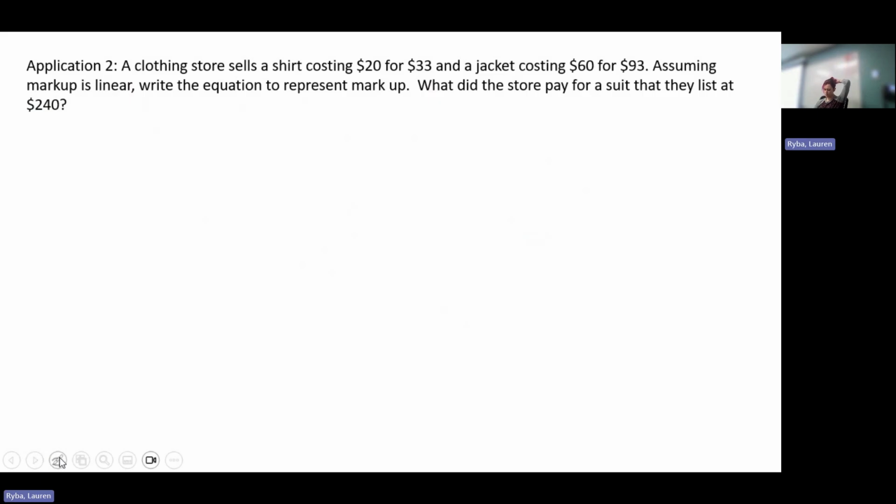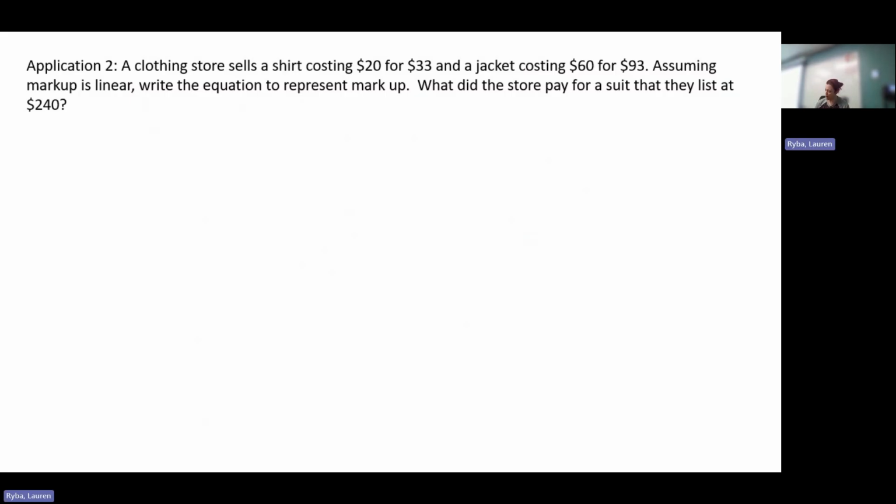Right, last problem. A clothing store sells a shirt, sorry, a shirt costing $20. So it costs them $20, and they sell it for $33. And a jacket that costs them $60, they sell for $93. Assuming markup is linear, write the equation to represent the markup.